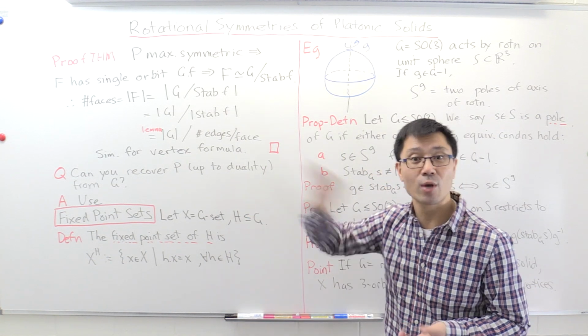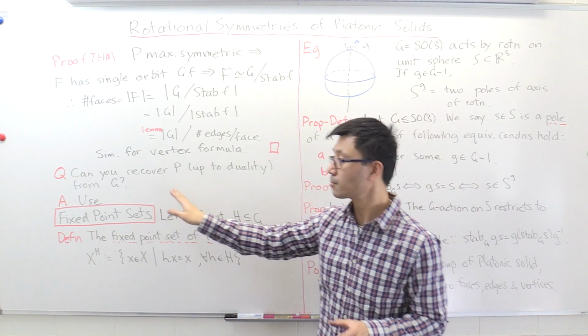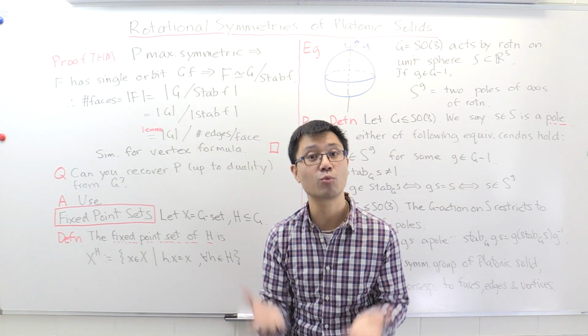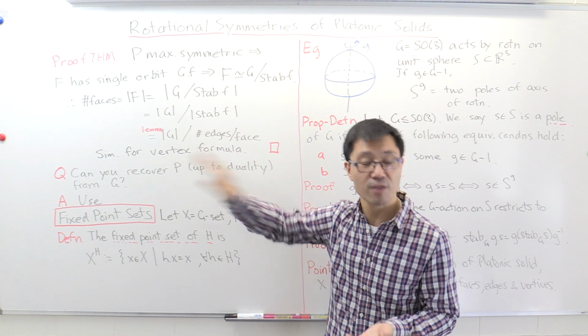Okay, so the next question that I want to have a look at, which is really interesting, is the following one. Suppose you just have the rotational symmetry group G. It's just some finite subgroup of SO3. Can you recover the Platonic solid P from it?